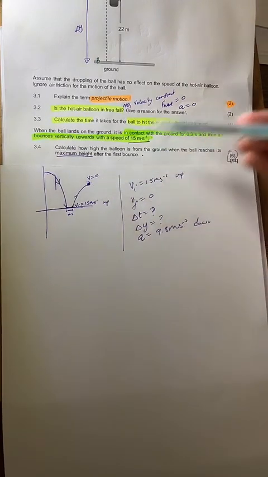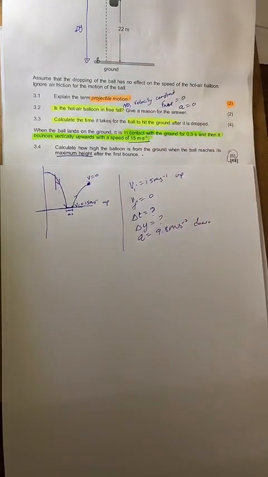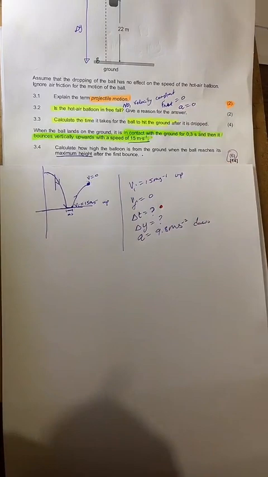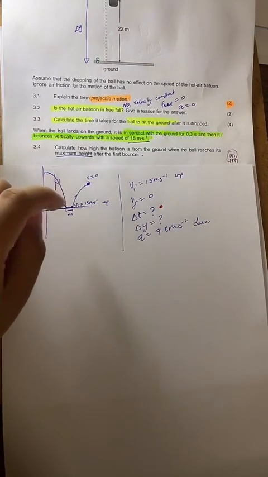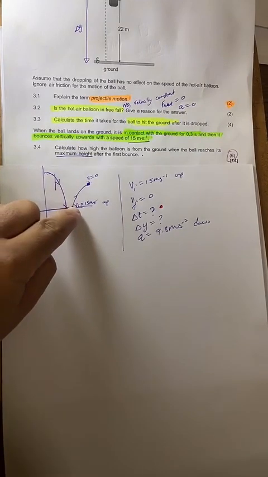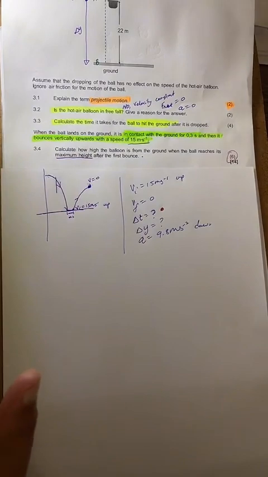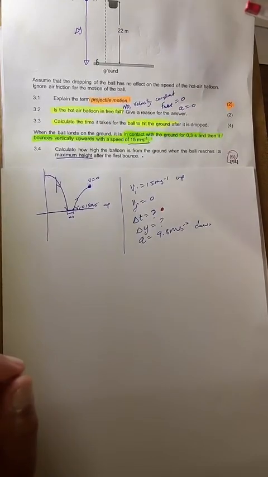But that will not help us to calculate anything on the movement of the hot air balloon. What we need to calculate is the time. If you know how many minutes, how many seconds it took the ball to move from the ground to its maximum height, we can use the time to calculate the movement of the hot air balloon up until it reaches a specific height.